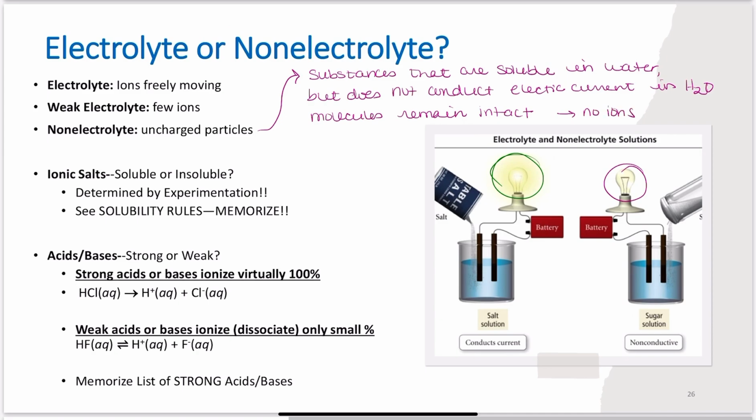So non-electrolytes will be things like sugars and alcohols. Your electrolytes will be your soluble salts, strong acids, and strong bases. Weak electrolytes are weak acids and weak bases.